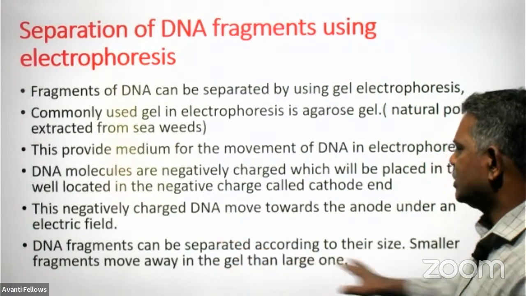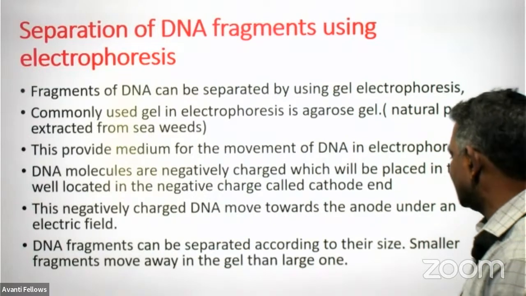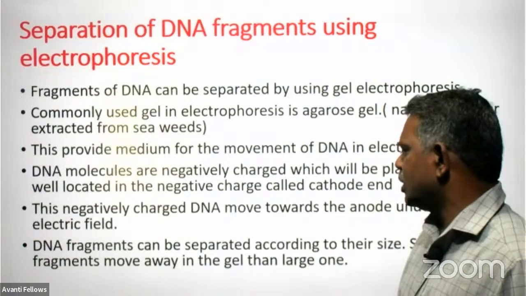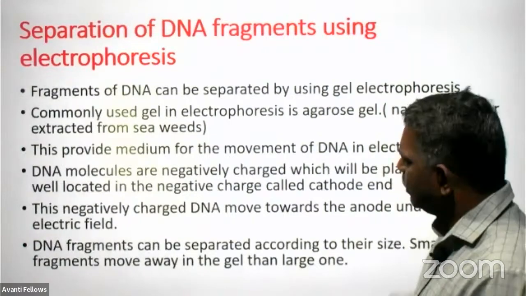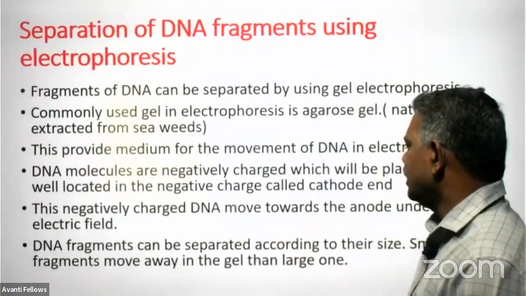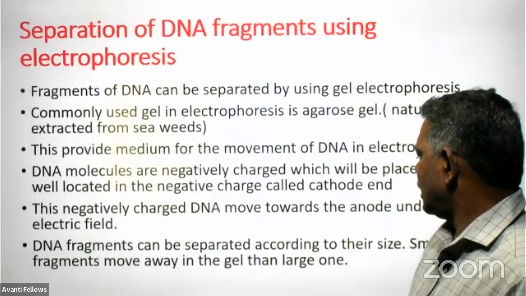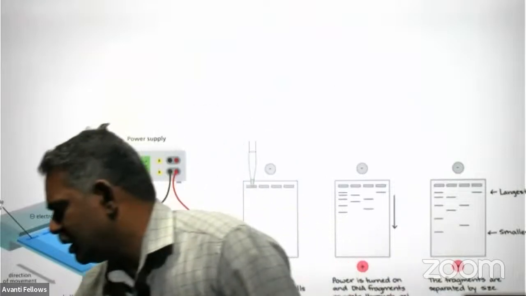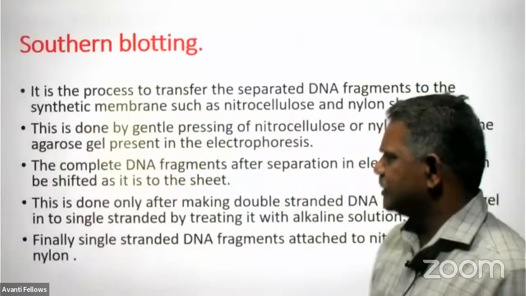And the DNA fragments can be separated according to their size. Smaller fragments move away quickly towards the positive charge, whereas the large ones will be near the well on the negative side. This is the way through which we separate DNA according to length.